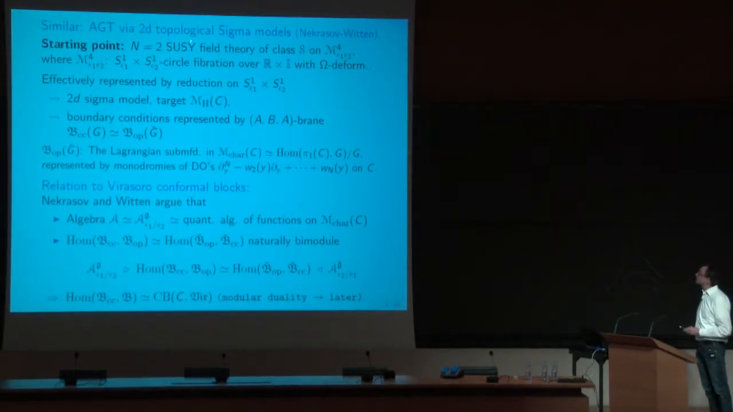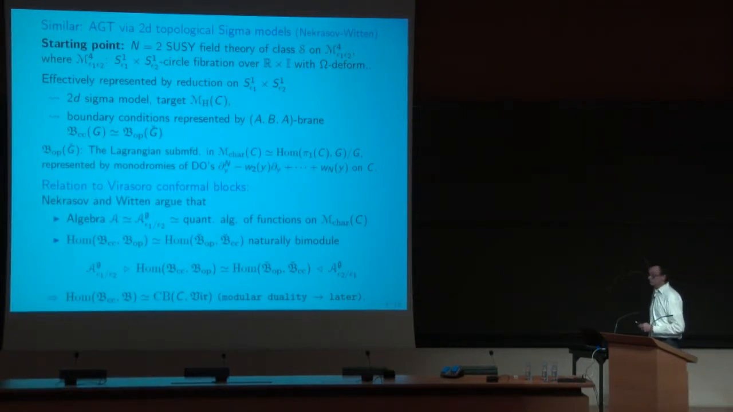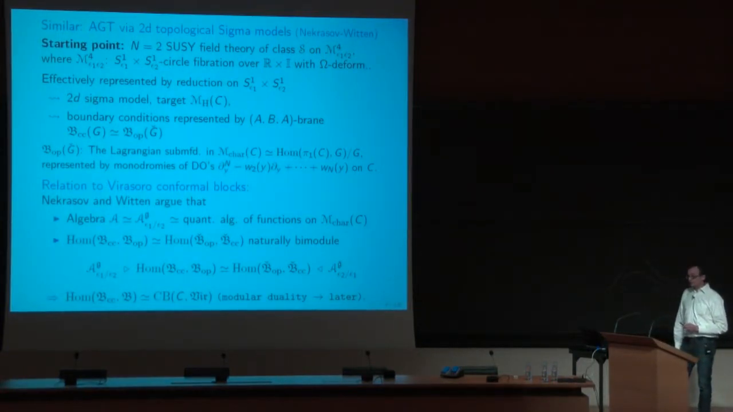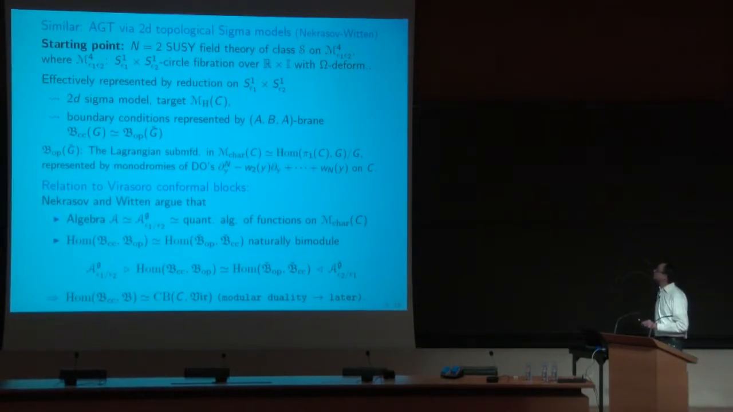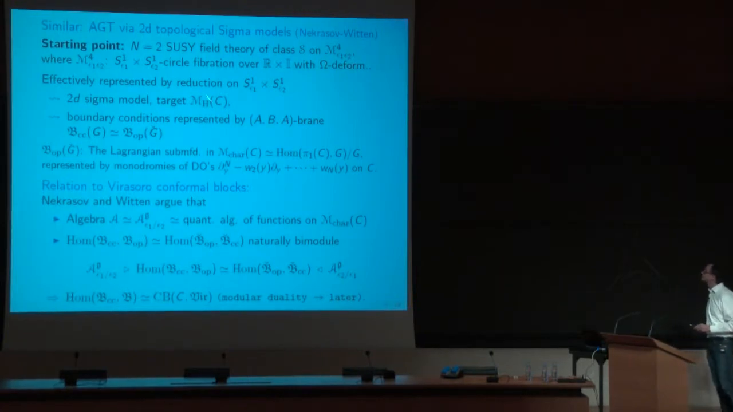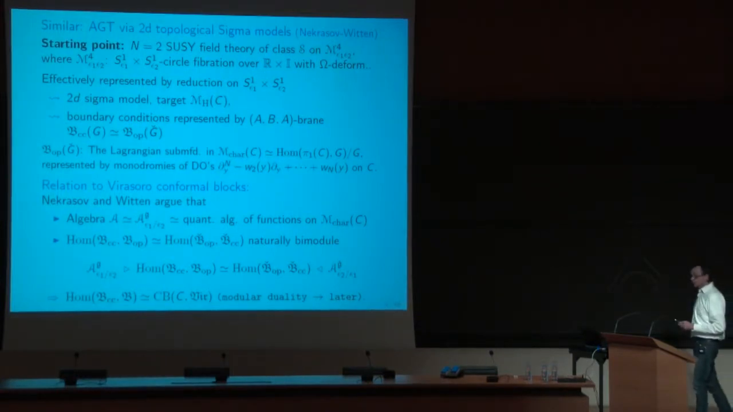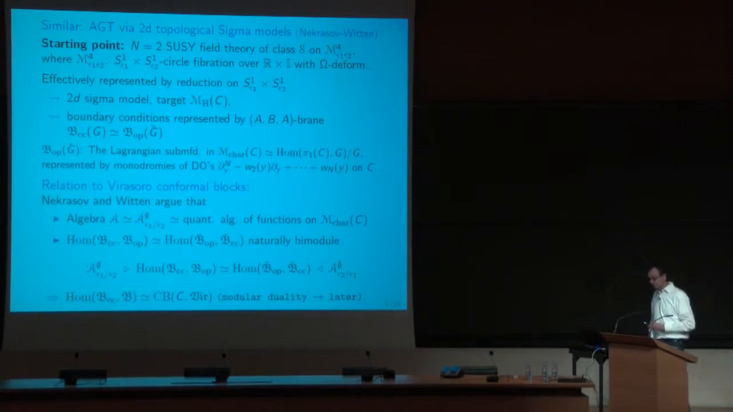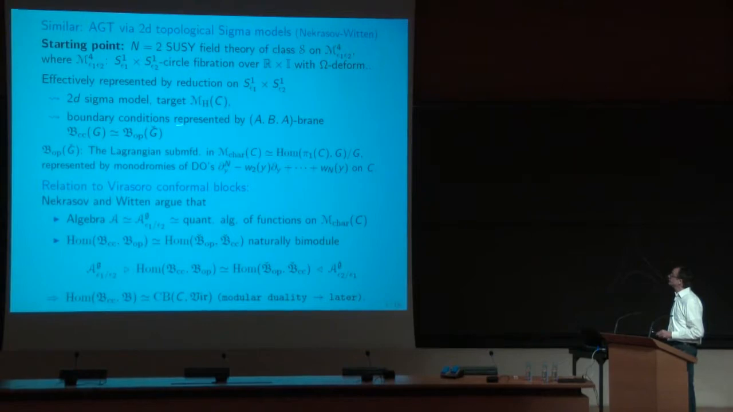Good, and then one can think about, again, somewhat in a similar spirit, a reduction on these circles. Namely, when we reduce on these two circles, we would naively think, and that can be substantiated, that we end up with a two-dimensional field theory on R cross I. And what has been argued using similar ingredients as we have seen before by Nekrasov and Witten is that, again, we end up with a two-dimensional sigma model with target Hitchin moduli space.